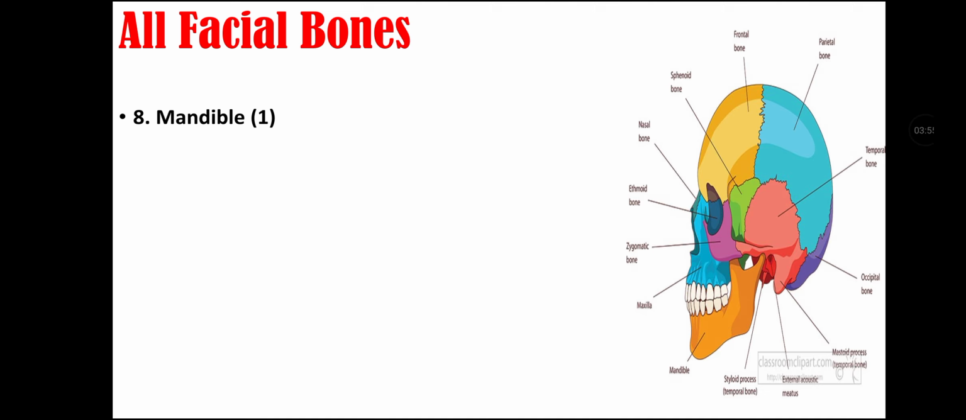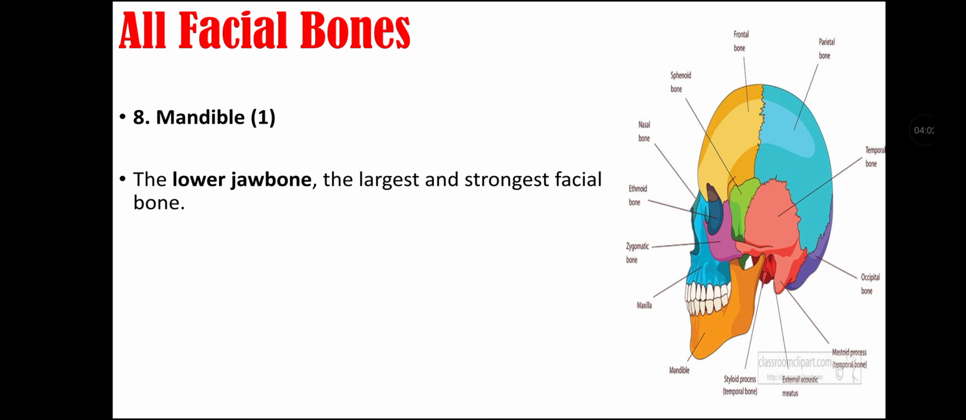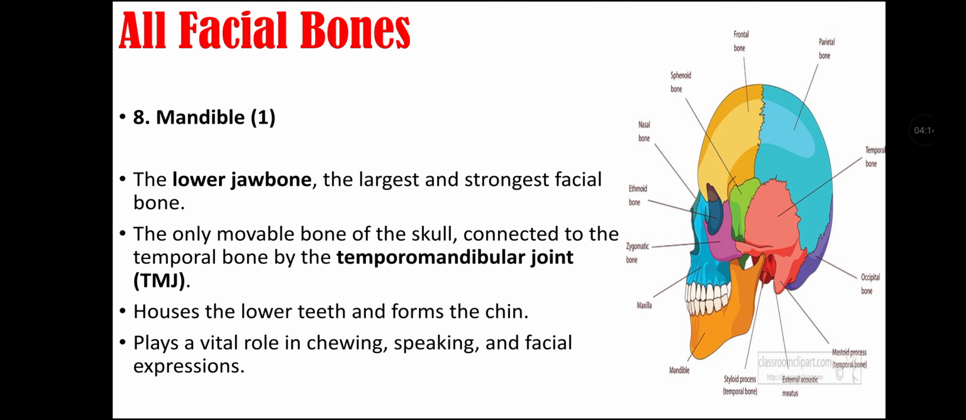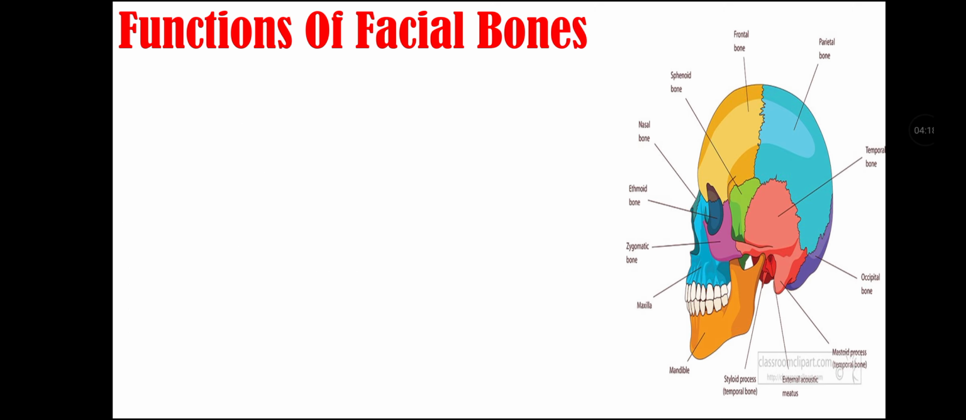Next facial bone we have is the mandible, that is an unpaired bone, that means there is one mandible in every skull. It is the lower jaw bone, that is the largest and strongest facial bone. It is the only movable bone of the skull that is connected to the temporal bone by the temporomandibular joint. It houses the lower teeth and forms the chin. It plays a vital role in chewing, speaking, and facial expression.